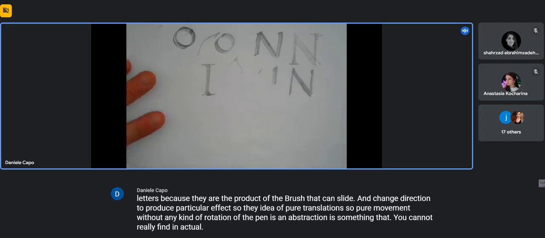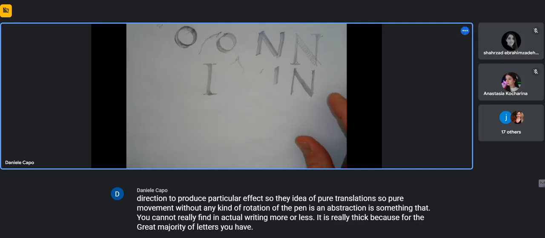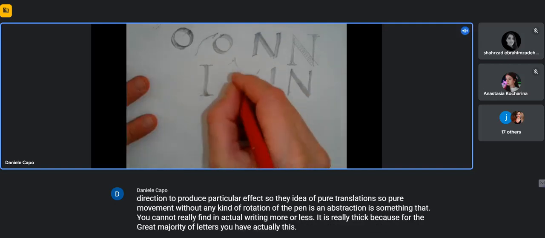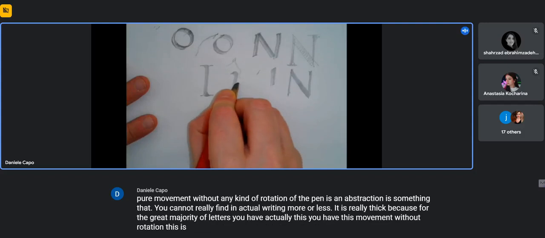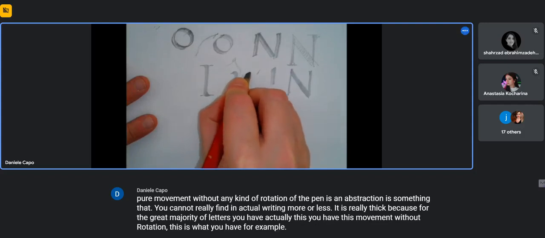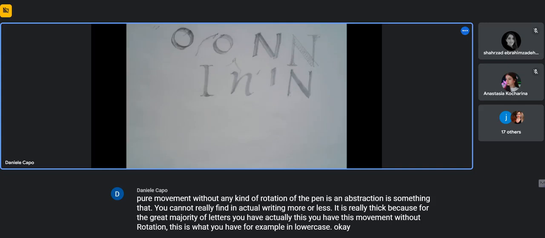More or less, it is realistic, because for the great majority of letters you actually have this movement without rotation. This is what you have, for example, in lowercase.